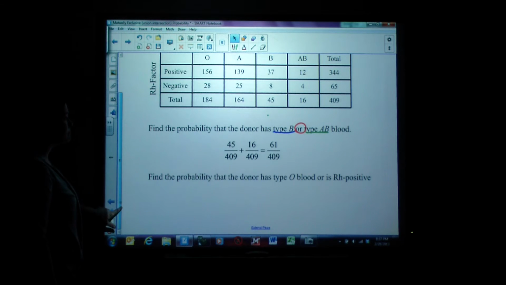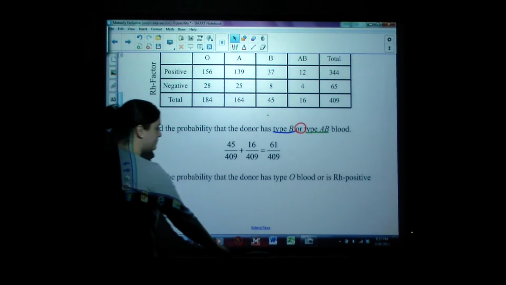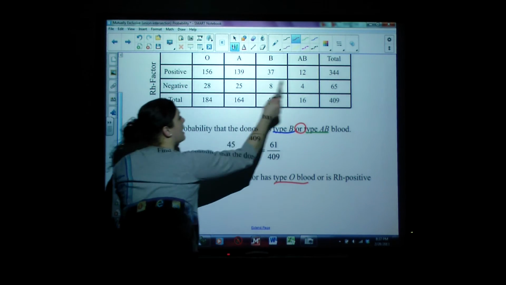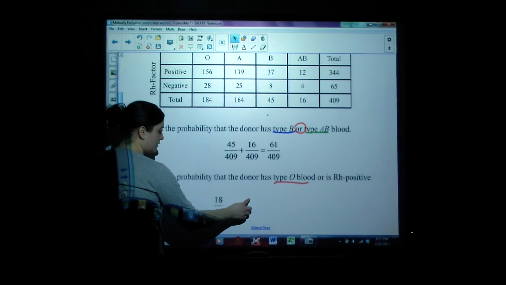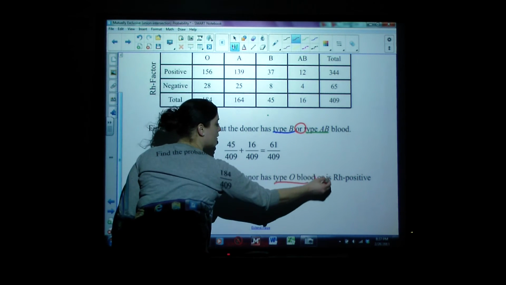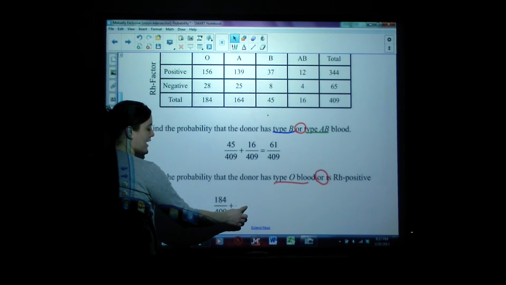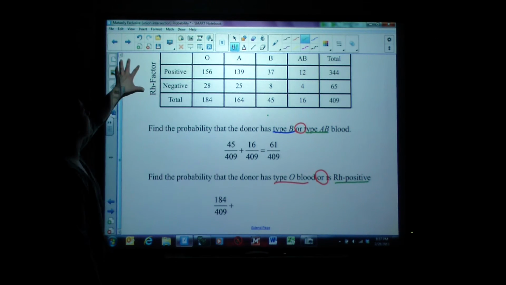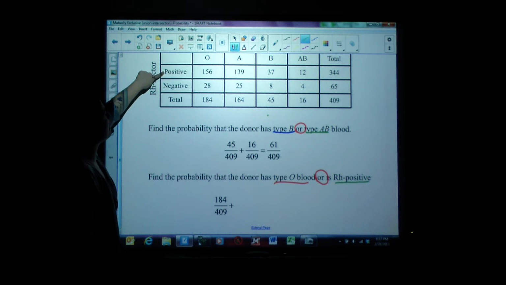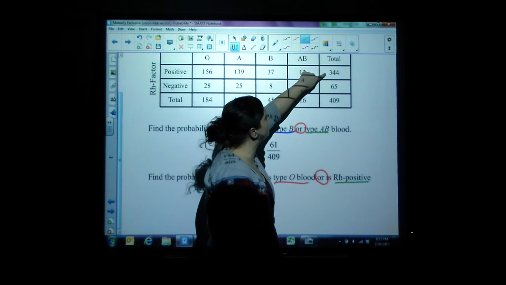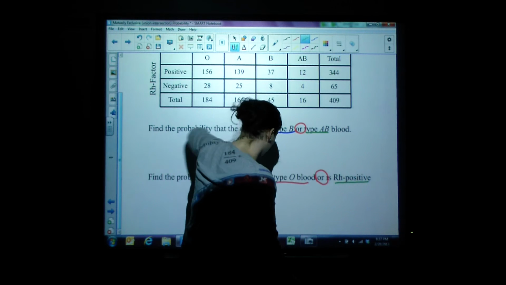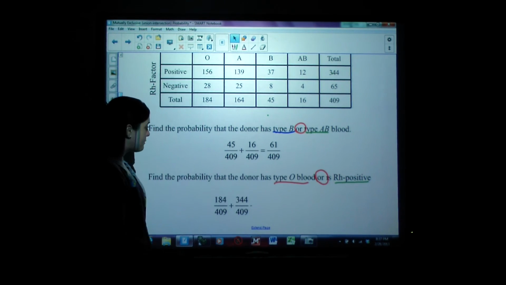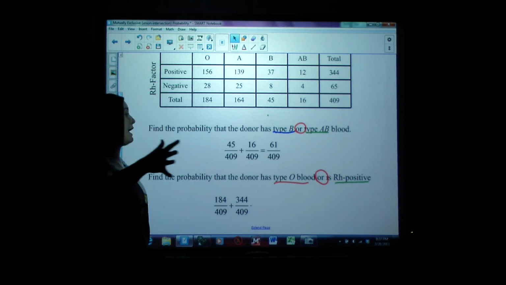Let's try the next one. Find the probability that a donor has O blood. So type O blood. There's 184 out of 409 total. Or means add and subtract the overlap. Somebody is Rh positive. Now for Rh positive, we actually have to look over here. So for positive, how many total people were positive? 344 out of 409. However, we have to remember we need to subtract the overlap.